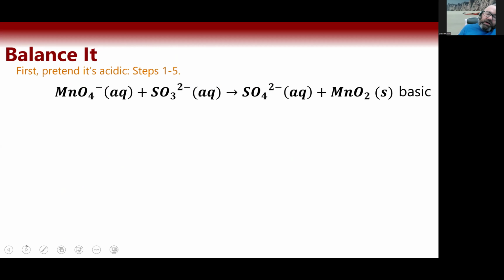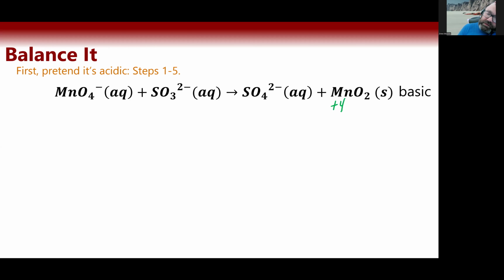On our first step here, I'm going to make it look nicer. And our first step here is we're going to balance this the same way we just did, pretending that it's acidic. So we want to assign our oxidation states as we do this. This one's a little bit more tricky. This one we were told in the name that this has to be +4. All of our oxygens are -2, so just remember that.